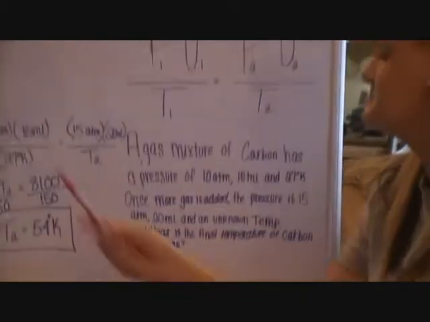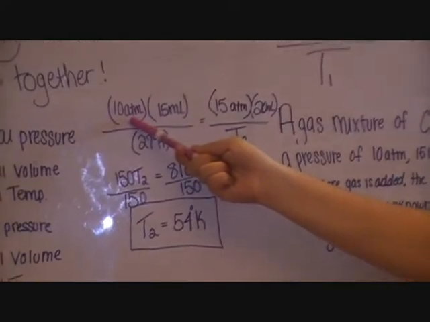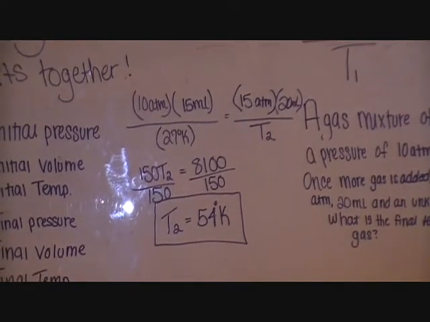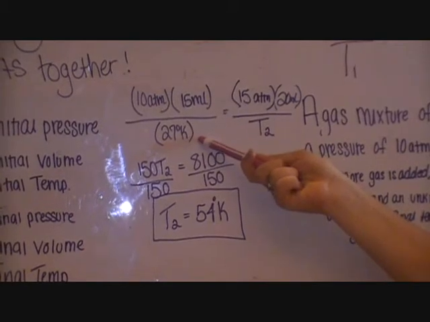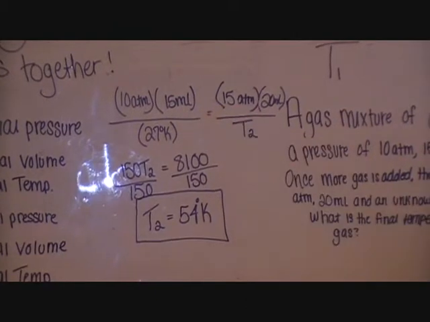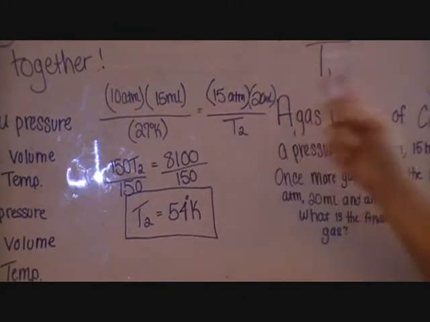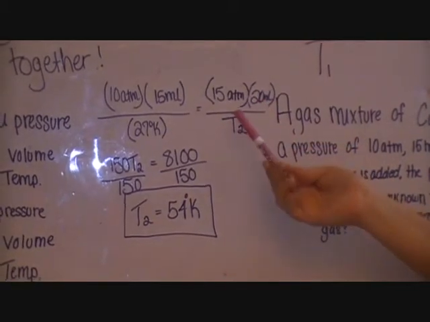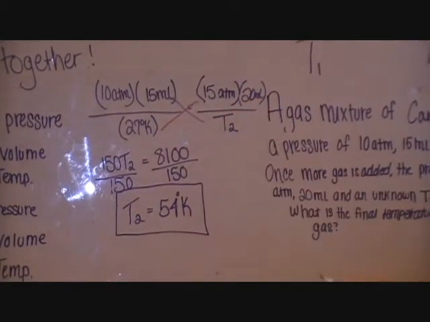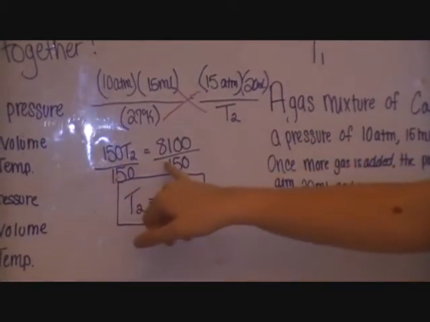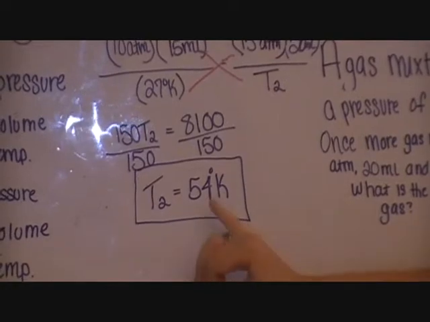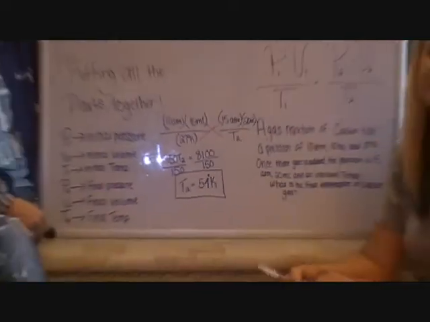So what we worked out here is you started with 10 atm and 15 milliliters, which is your initial carbon pressure and volume, and then 27 Kelvin was your initial temperature. And that equals then 15, which was your final pressure, 20 milliliters, which is your final volume, and an unknown temperature, which is what we're solving for. So you're going to cross multiply. You get 150 T2 equals 8100, and then you divide by 150 to get T2 by itself, and you end up with 54 Kelvin for your T2.